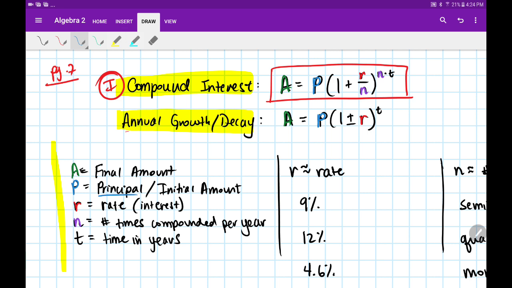N means the number of times that your money is compounded per year. This is really important, per year. Okay, the number of times it's compounded per year. And T is the length of time. T is always measured in years. So let's have a quick look over here.